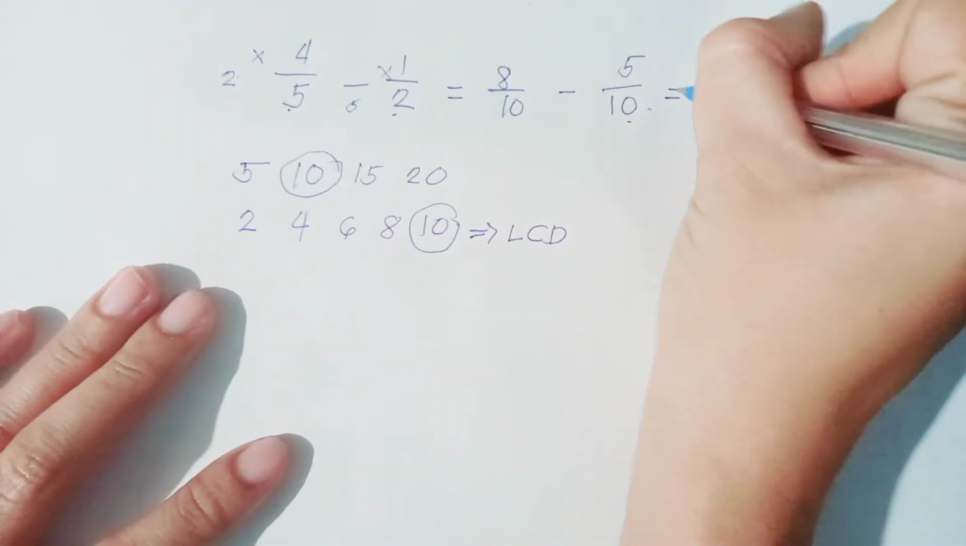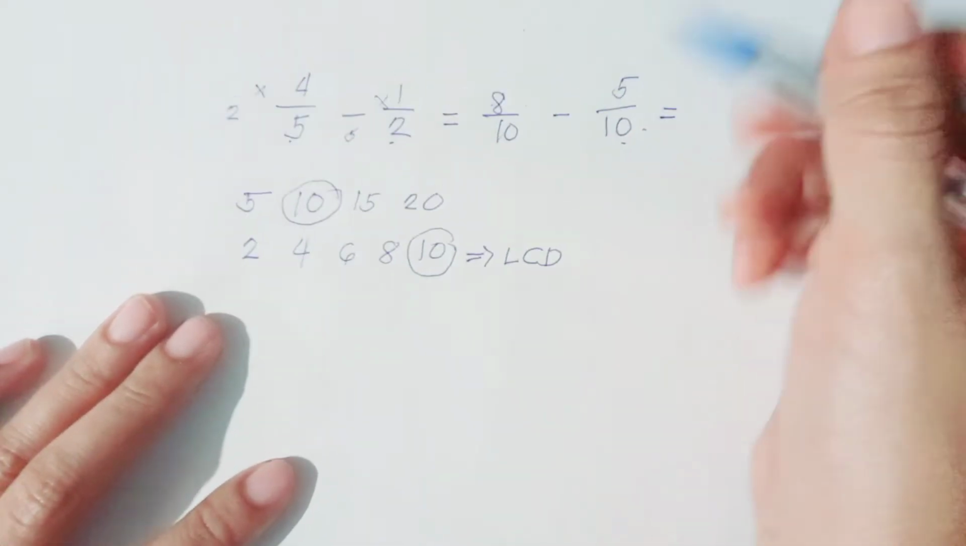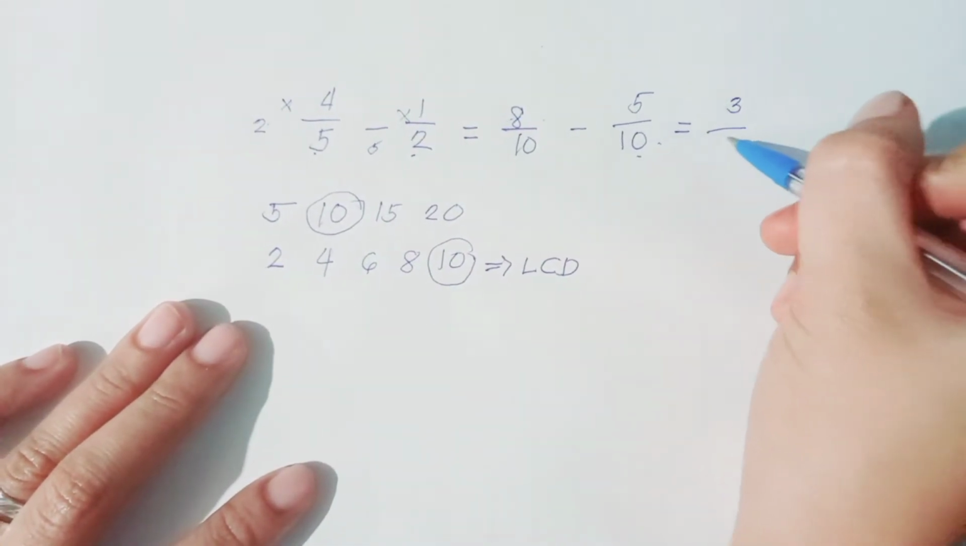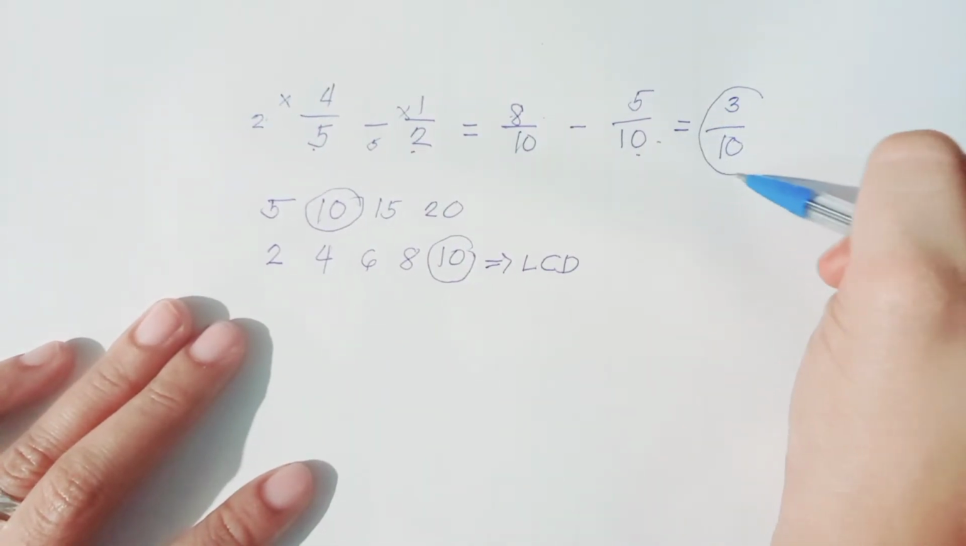According to the rule, subtract the numerator. 8 minus 5 is 3. And then just copy the denominator. So the answer is 3 over 10.